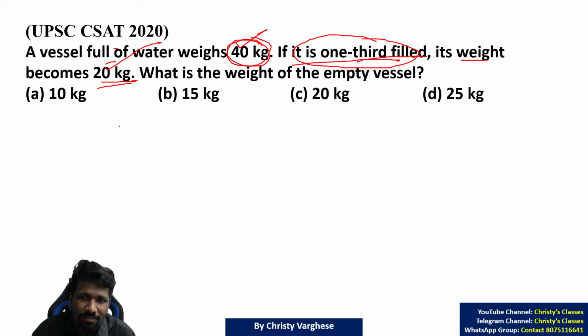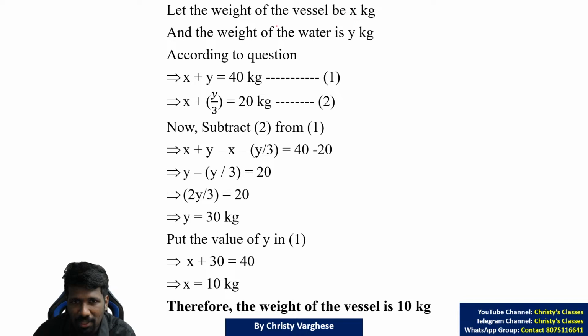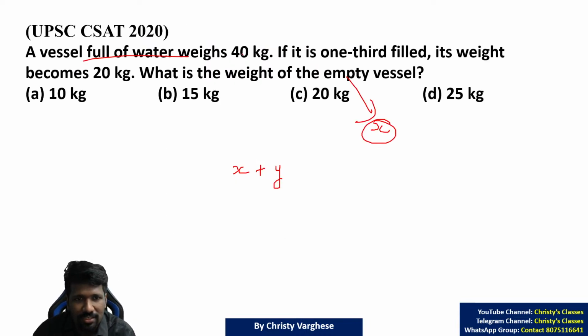So clearly the weight of the vessel is important, and the question is finally asking what is the weight of the vessel. So there is a weight of vessel, that is our unknown. So let x be the weight of the vessel. Full of water, what is the weight of water? I will consider it as y. Let y be the water weight, that is full capacity water weight. Let x be the vessel weight. y is the weight of water when the vessel is full. So the first sentence gives x plus y is 40 kg.